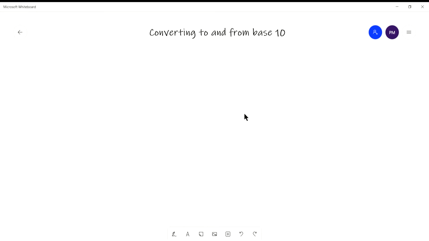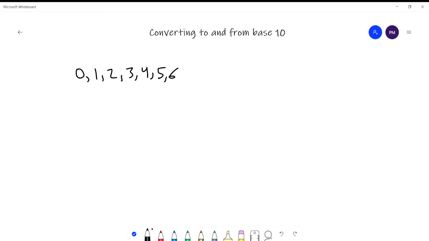So first of all, what is base 10? Well, nobody says base 10, but it's actually the common form of how we express numbers. So in base 10, there are 10 digits: 0, 1, 2, 3, 4, 5, 6, 7, 8, 9, right? You learned this in kindergarten. Very basic stuff. So this is base 10.